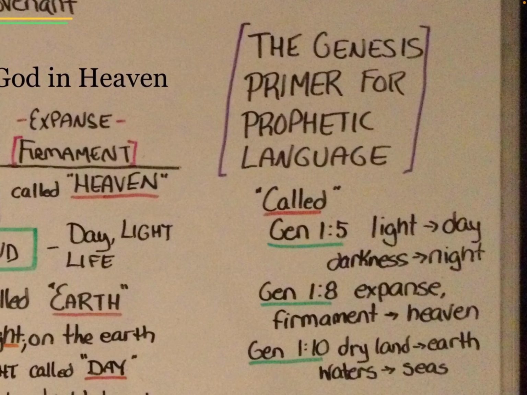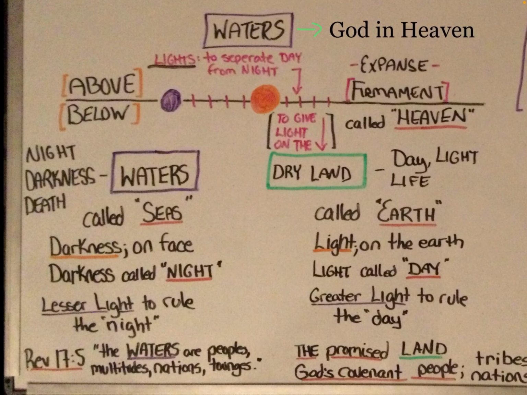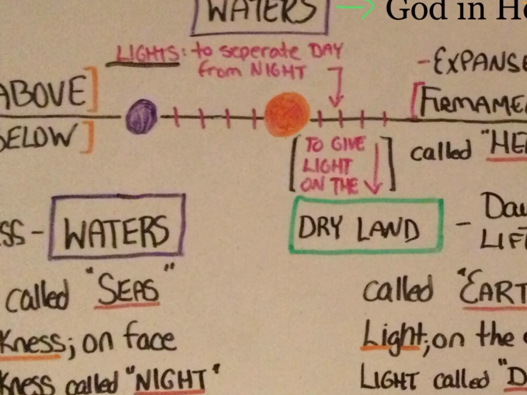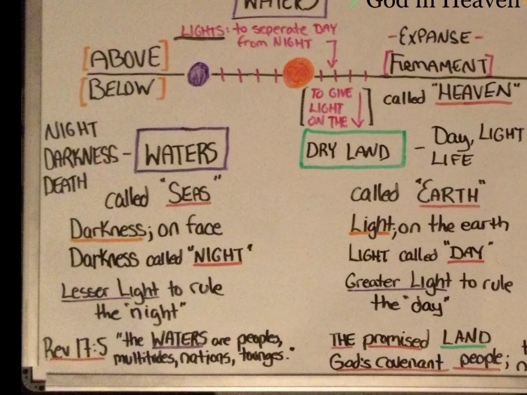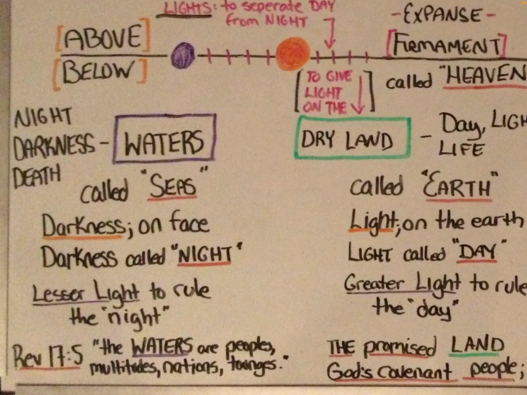We can see this primer being added in Genesis 1:5, light being called day, darkness night, the expanse or the firmament being called heaven, the dry lands called earth, the waters are called seas. We also see that when we map this out, we get the waters above and the waters below, and the waters below in this image have been drawn to the waters, and the dry land has appeared. Now we have the comparison because the waters below, creating the dry land below.